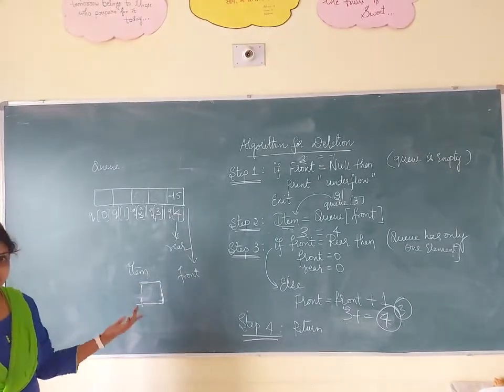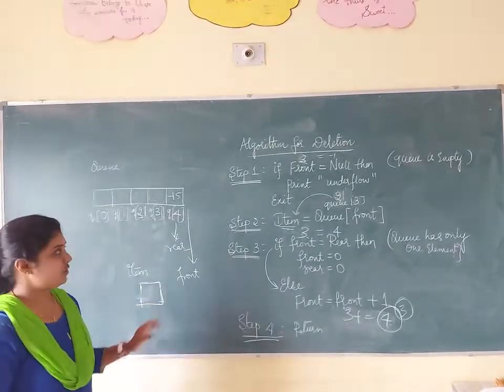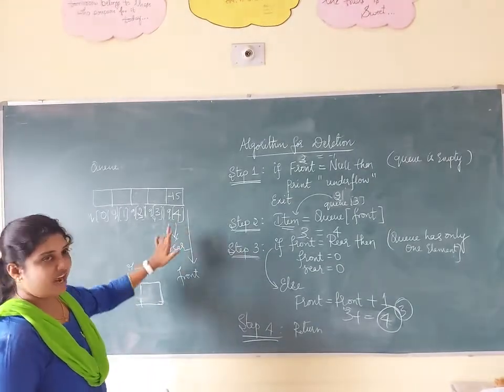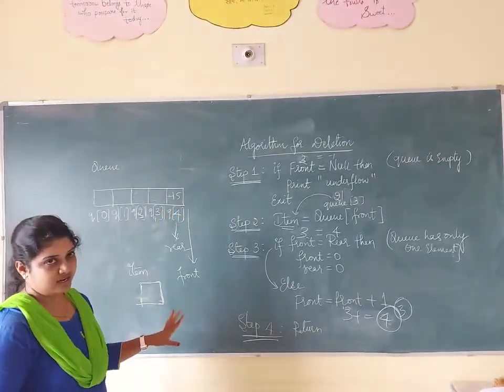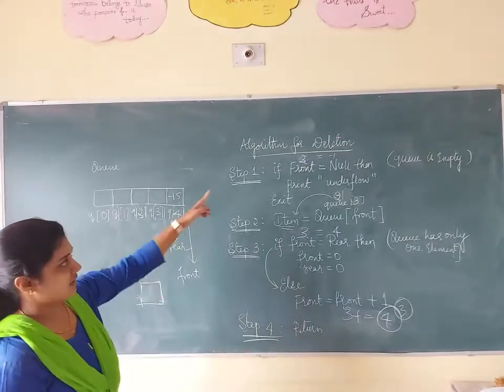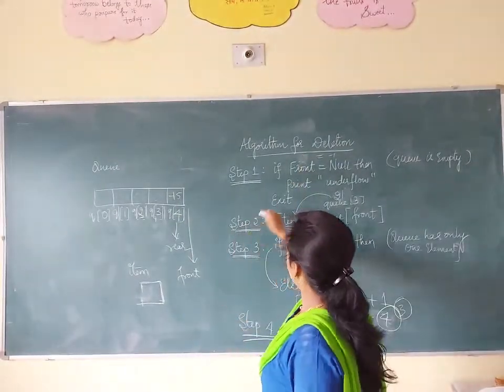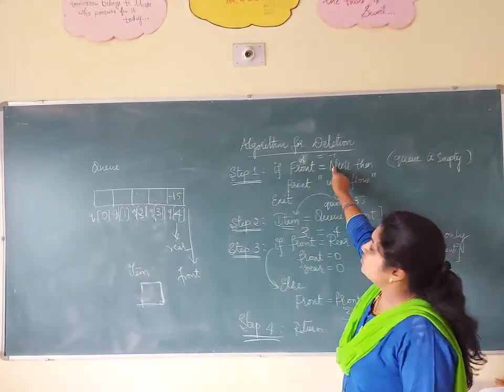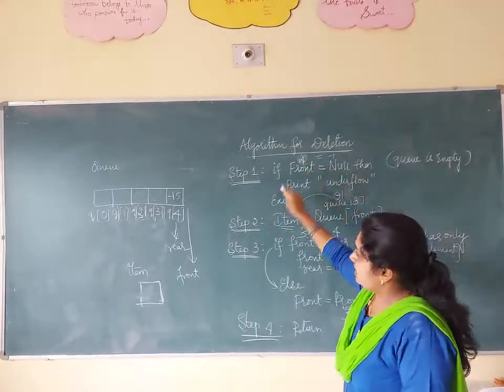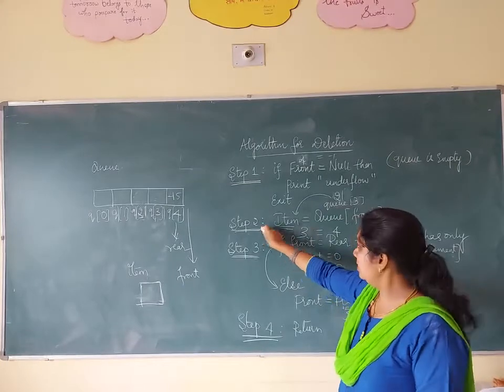Now both rear and front are pointing to the same location 4, and it indicates that we have only one element. So again it will come to here. What is my front value? Front value is equal to 4. Is 4 equal to minus 1? No. Again it will go to step 2.